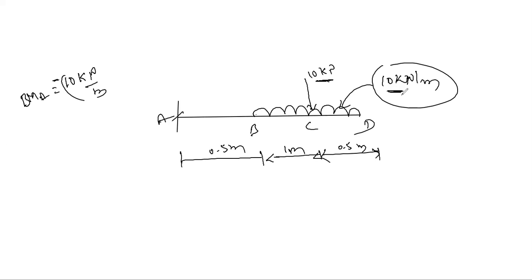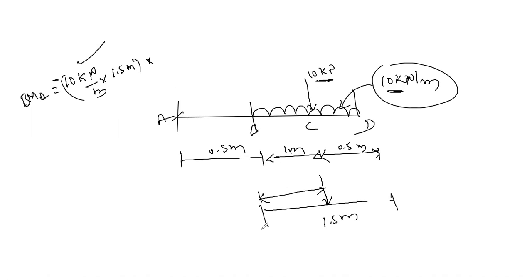First thing is we need to convert the UDL into a point load. To convert the UDL into a point load, 10 kilonewton per meter, we need to multiply with the length. What is the length of the UDL? It is 1.5. If you do so, it is easy to calculate. So this is nothing but your force. The UDL has been converted into a point load. Now, this point load is acting exactly at the center. It is 1.5 meter length, so it is acting at a distance 0.75 meter.